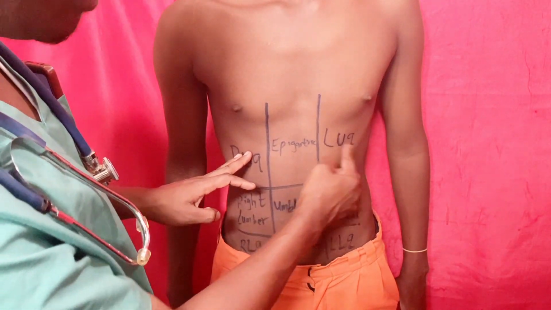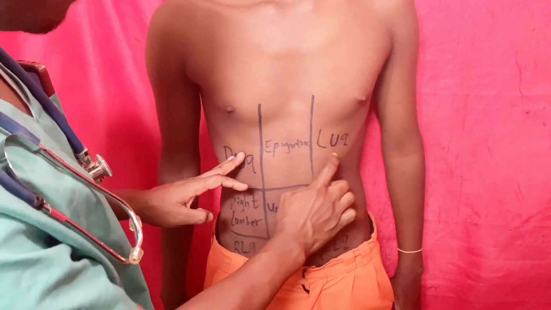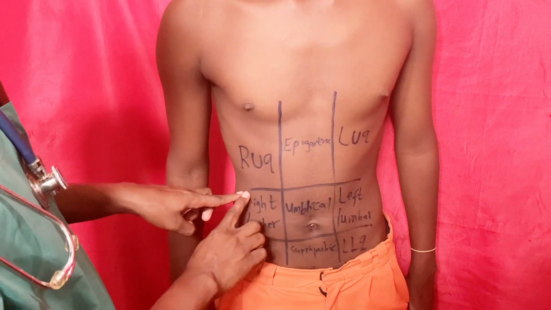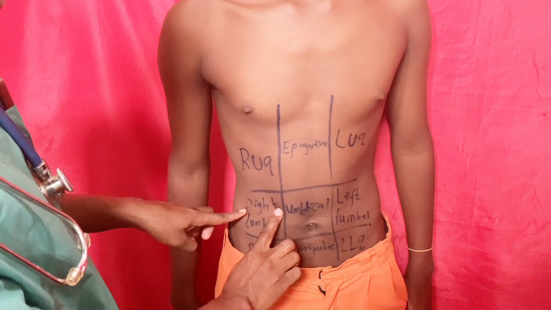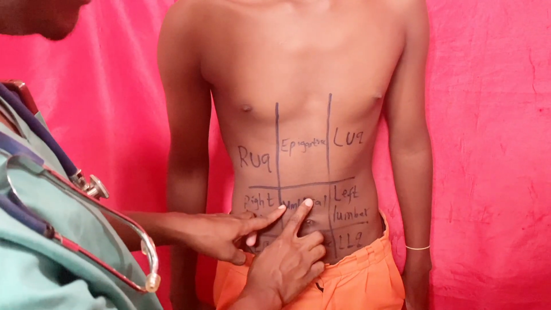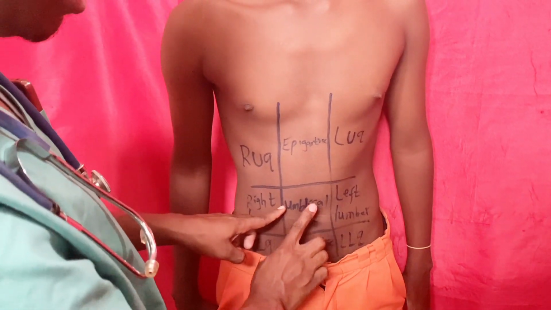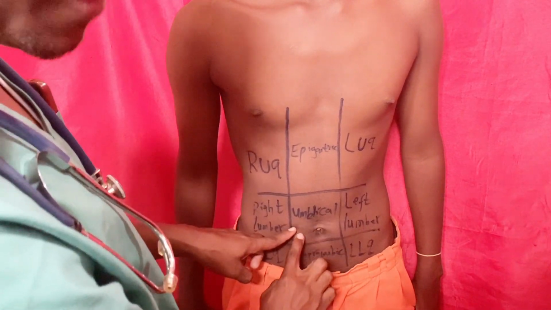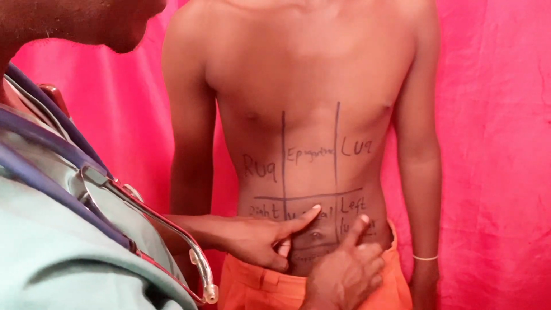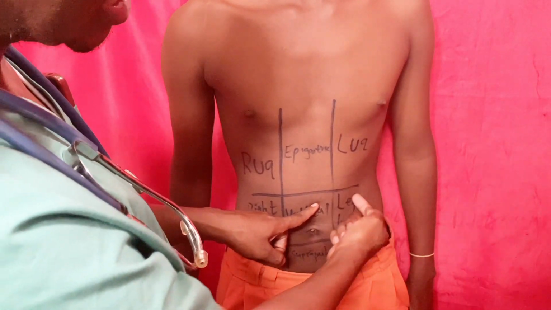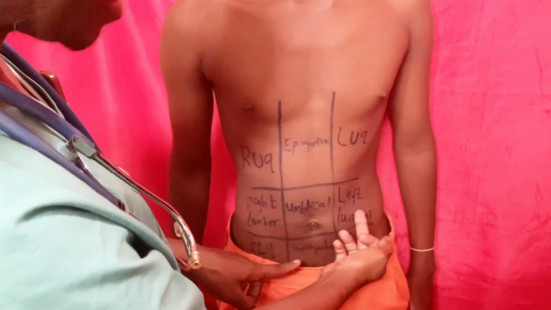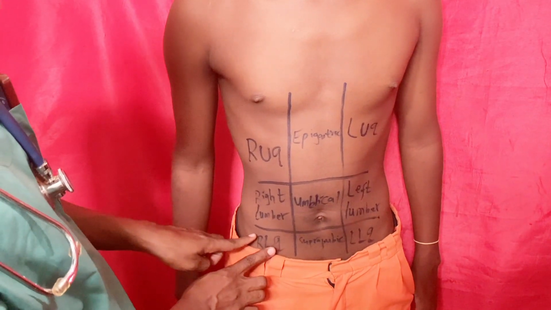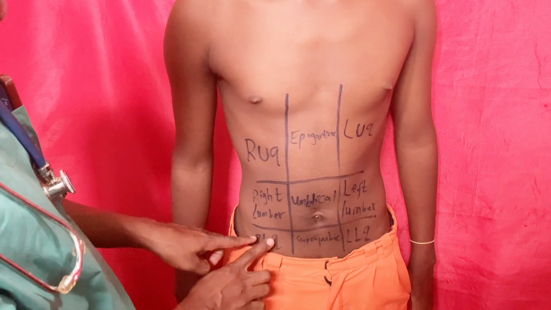In the left upper quadrant, we have the stomach, the pancreas, and the spleen. In the right lumbar region, we have the right kidney, the small intestine, and the colon. In the umbilical region, that is the hypogastric, we also have the small intestine, the colon, and the aorta. In the left lumbar region, we have the left kidney, the small intestine, and the colon. What about the organs in the right lower quadrant? We have the appendix, the colon, and the ovary.